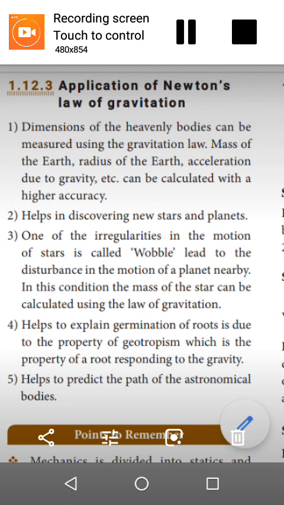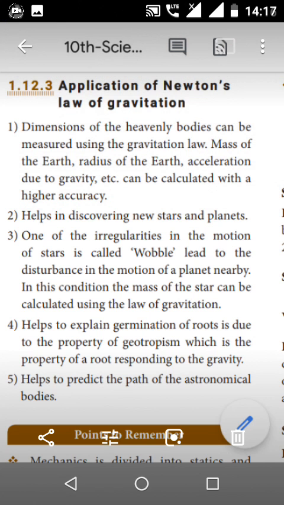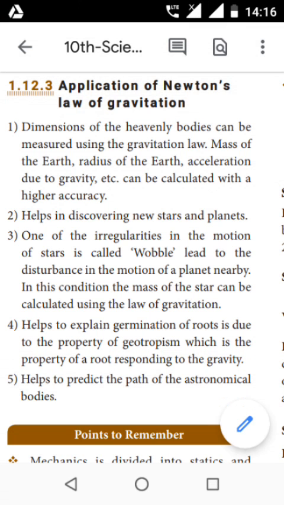Good afternoon, students. Now we can study the applications of Newton's law of gravitation. First one: dimensions of heavenly bodies can be measured using the gravitation law. Mass of the earth, radius of the earth, acceleration due to gravity, etc. can be calculated with high accuracy. These we already studied in this lesson.